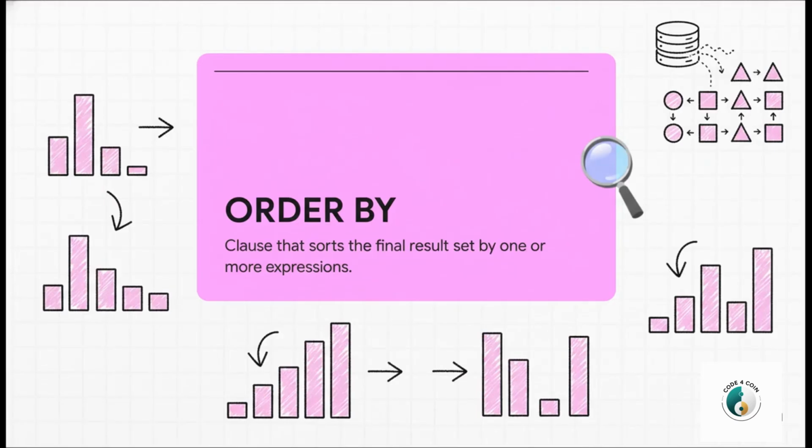So what is it really? Simply put, order by is a command you add to your query that sorts the final results based on a column you pick, or even a calculation. It's super powerful and, again, totally essential for getting predictable results.